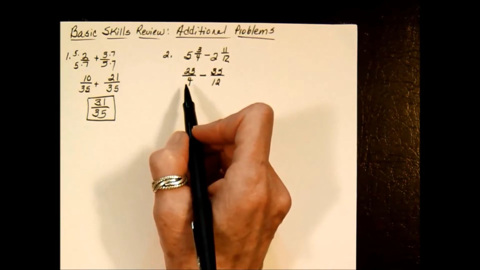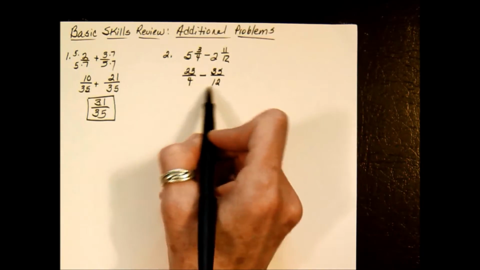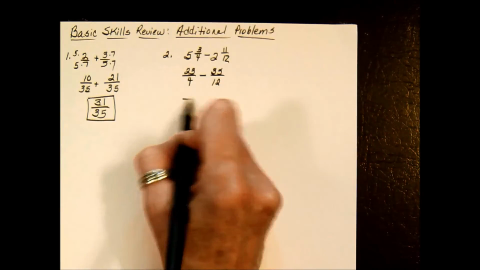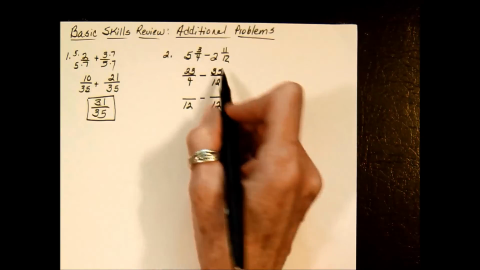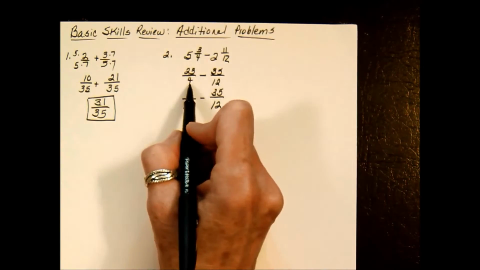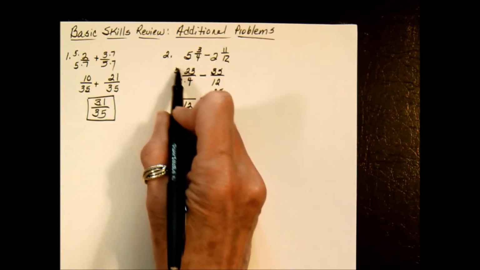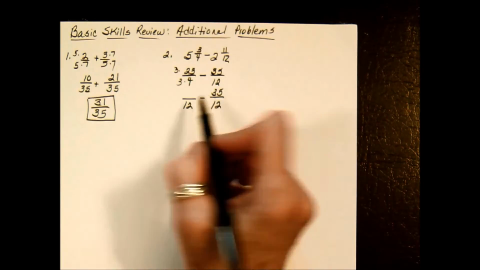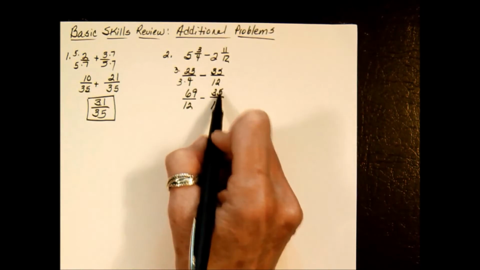And the next thing that we need to have is a common denominator. In this case, because 4 divides evenly into 12, 12 is our common denominator. So this one is already good. This one we say, what do we do to 4 to get 12? It's times 3. So we multiply that numerator by 3 also. And I have 69/12 minus 35/12.